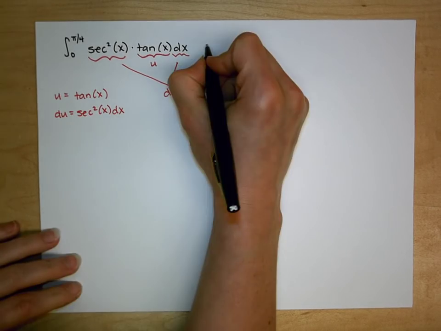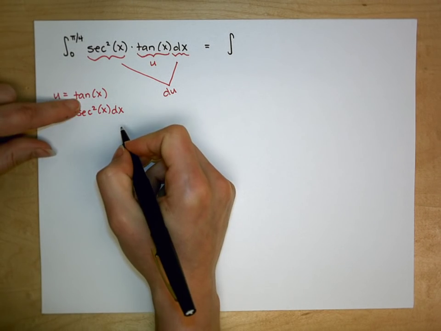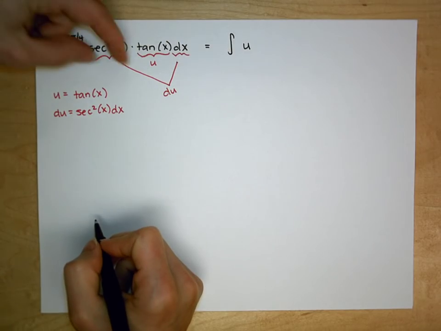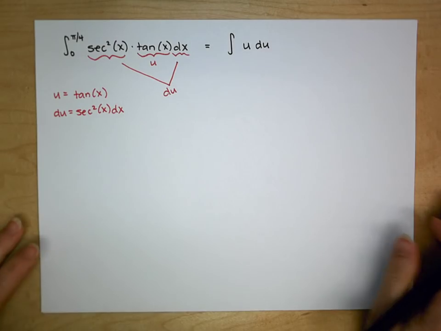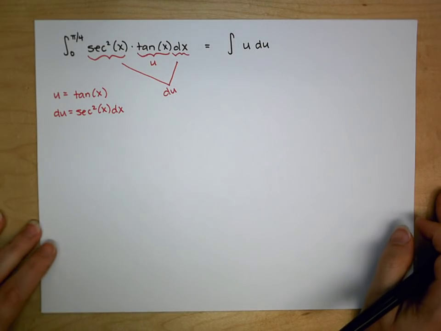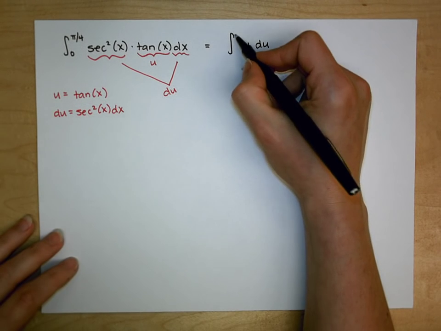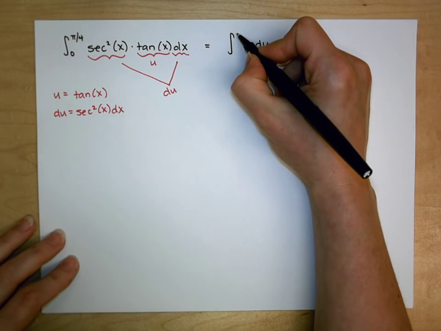So let's rewrite this. I have the integral of, okay, so again, this part's u, tangent is u, and this whole thing is du. So after I've replaced everything, I just have the integral of u du, which again is much simpler than the thing that I had started out with. But what I want us to think about now is what the bounds should be here. Okay, should it be, again, from 0 to pi over 4?